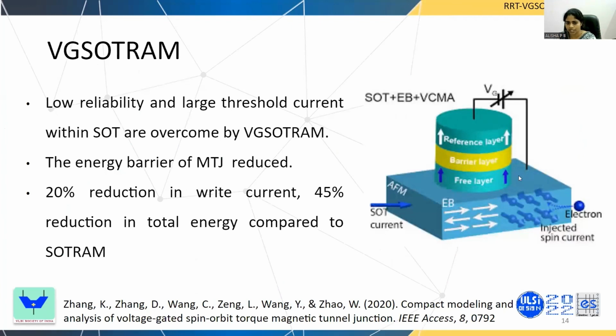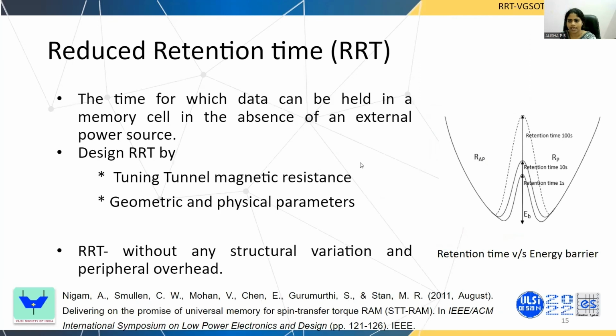Here is the VGSOT RAM. By applying a voltage to the MTJ cell, we can reduce the energy barrier between the parallel and anti-parallel states. This way we can obtain a 20% reduction in write current and a 45% reduction in total energy compared to SOT RAM. Next is reduced retention time.